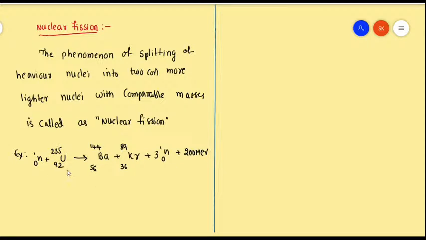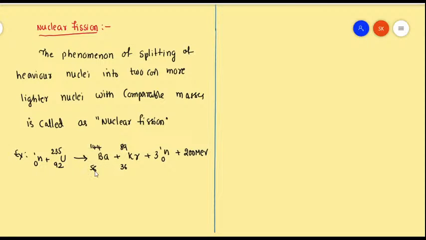That means if one uranium undergoes fission, two particles, barium and krypton, are released, along with three neutrons. This heavier nucleus splits into two comparable lighter nuclei, barium and krypton. This phenomenon is called nuclear fission. In the NCERT book this equation is there, but sometimes there is a chance to form another isotope of barium.